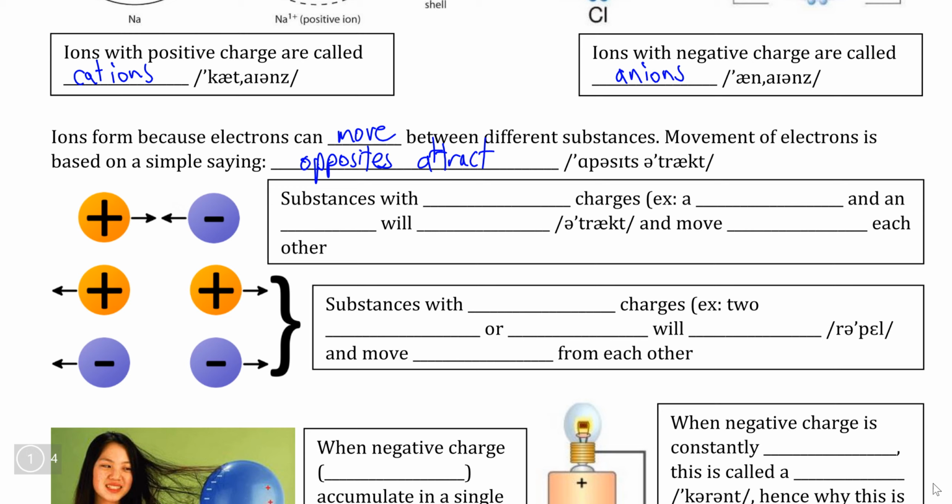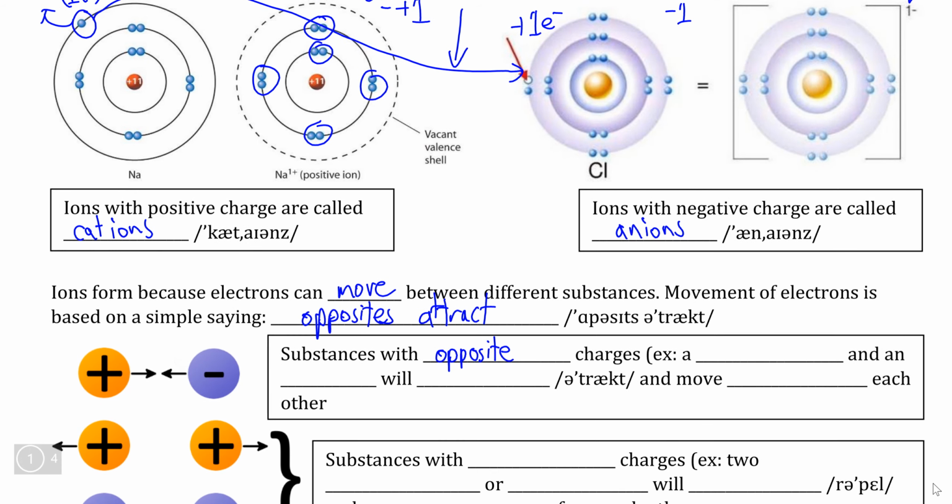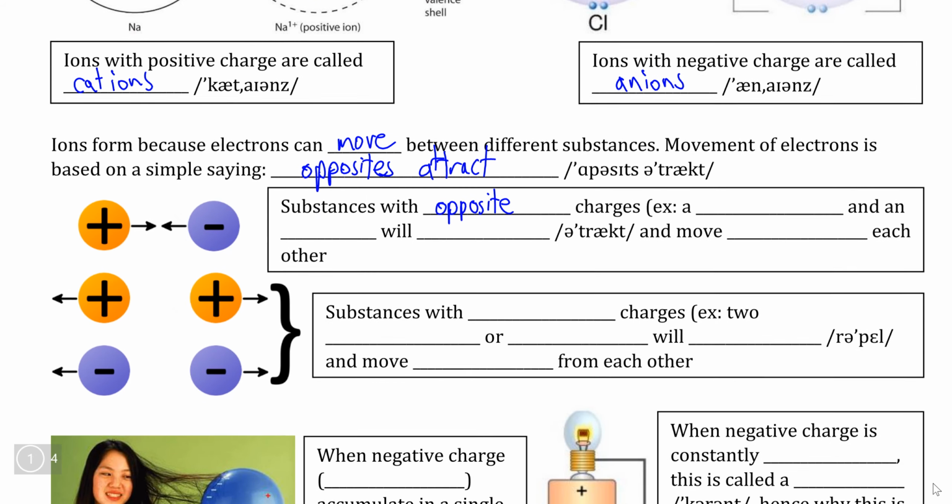More specifically, substances that have opposite charges. So if we were to have, like we have up here, a cation with a positive charge and an anion with a negative charge, these substances have opposite charges. So let's go ahead and use that as a reference, a cation and an anion.